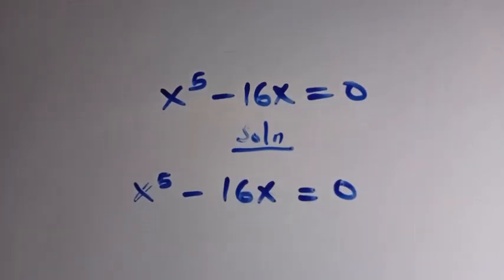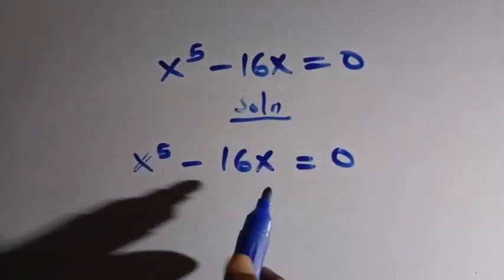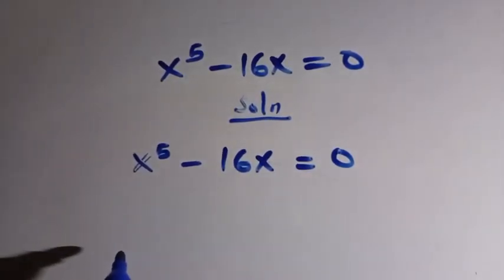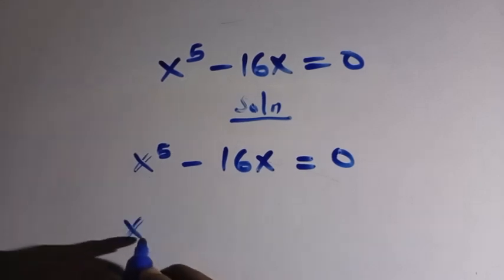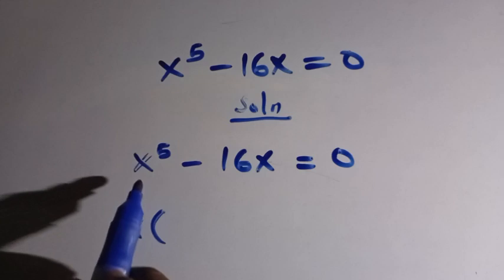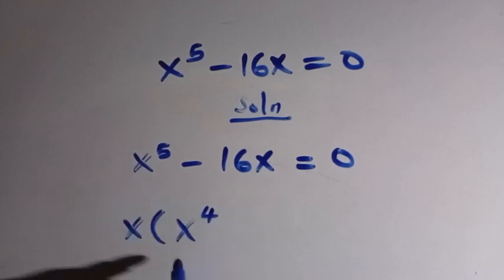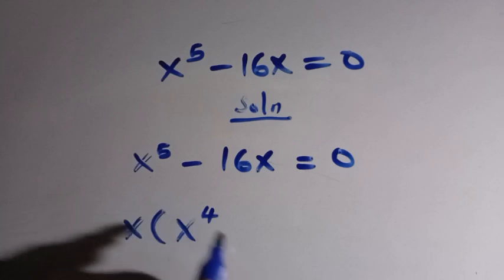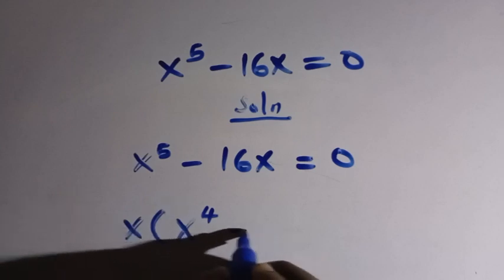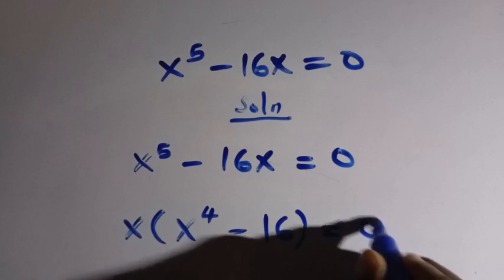To start with this question, there is x here, there is x here. Suppose I factor out x from here. We are going to have x into bracket of, when we divide this one by x, x to the power of 4 because 1 plus 4 is 5, then minus 16 equals 0.